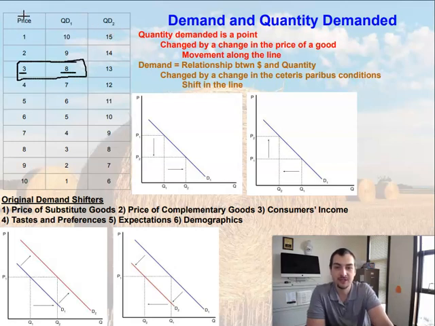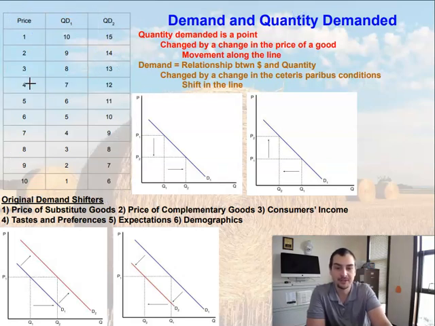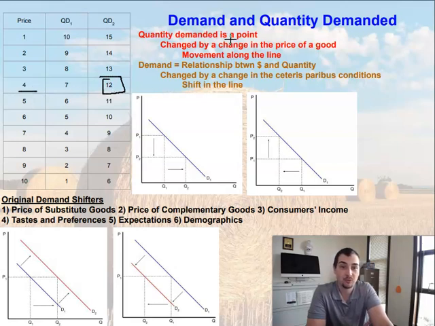We could say that the column between price and QD2, those both are a relationship. It shows a relationship all the way down between price and quantity. But we could also say that on that second demand line, at a price of 4 they demand 12 units, or 12 units is the quantity being demanded at a price of 4. So quantity demanded is a point along that line.